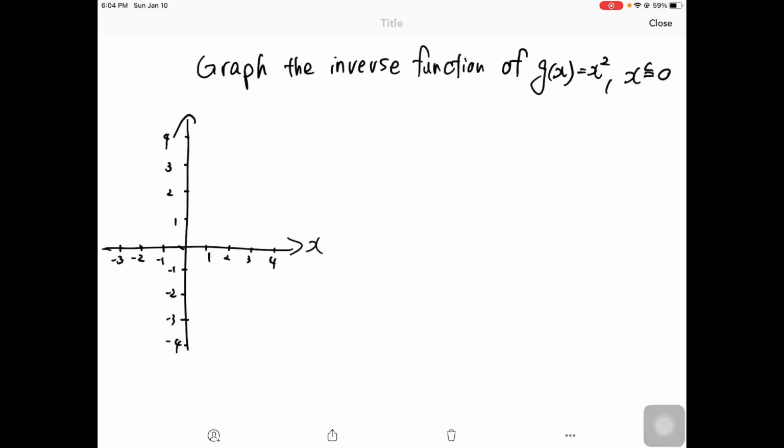This time we are working on this question. Graph the inverse function of g of x equal x squared, x is smaller than or equivalent to 0.